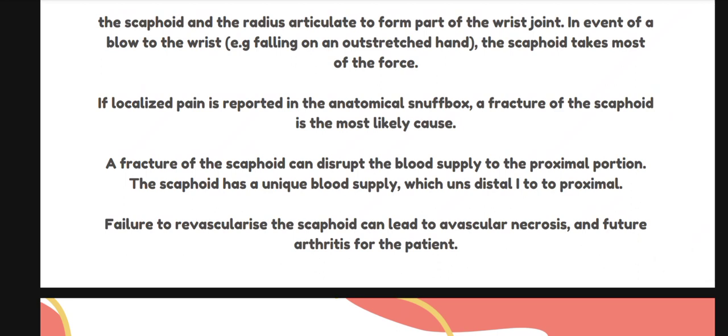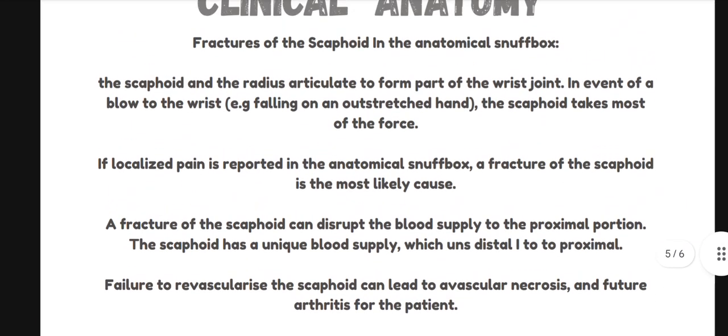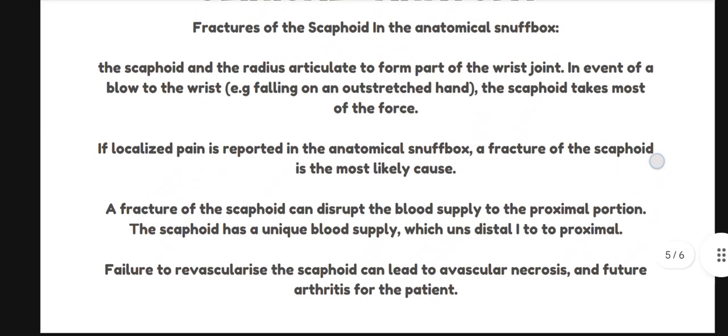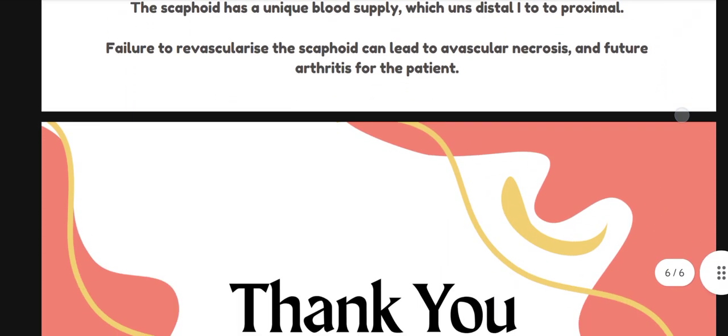A fracture of the scaphoid can disrupt the blood supply to the proximal portion. The scaphoid has a unique blood supply which is from distal to proximal. Failure to revascularize the scaphoid can lead to avascular necrosis and future arthritis for the patient. These are some clinical anatomy, and also you can feel the radial pulsation here because there is presence of radial artery.